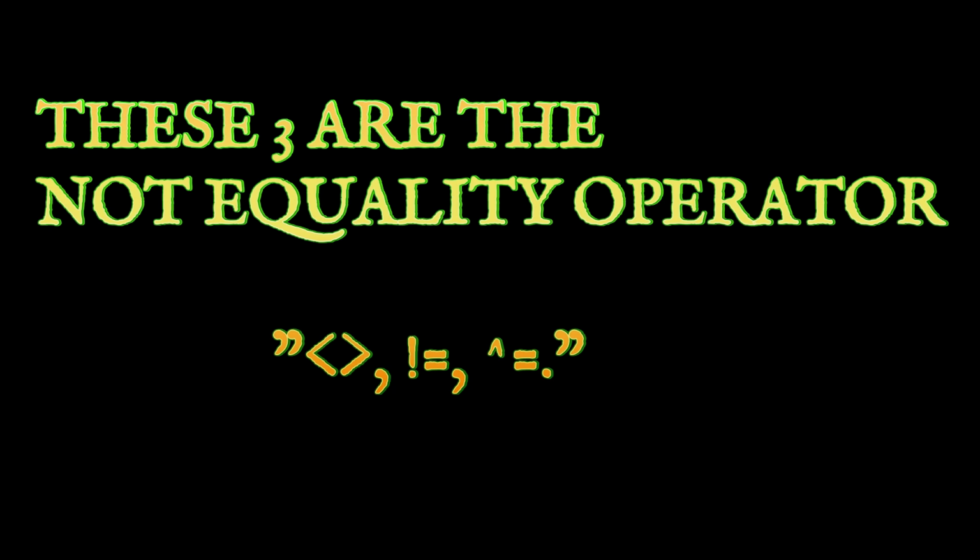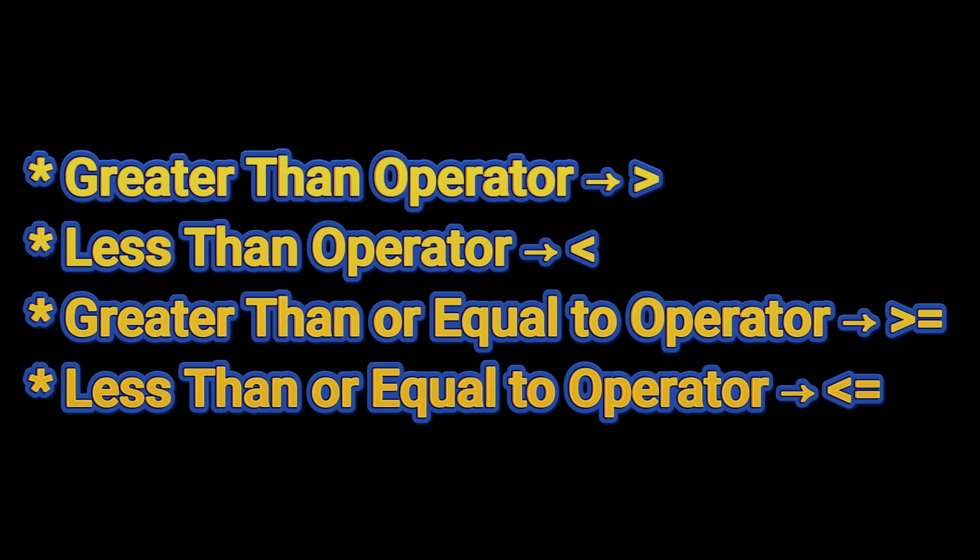Two angular brackets open and close, an exclamation mark and equals to, and the cap symbol and the equality operator. These three symbols are called not equality in Oracle. Greater than operator, less than operator, greater than or equal to, and less than or equal to. These operators are comparison operators that will help us get whatever data you require.